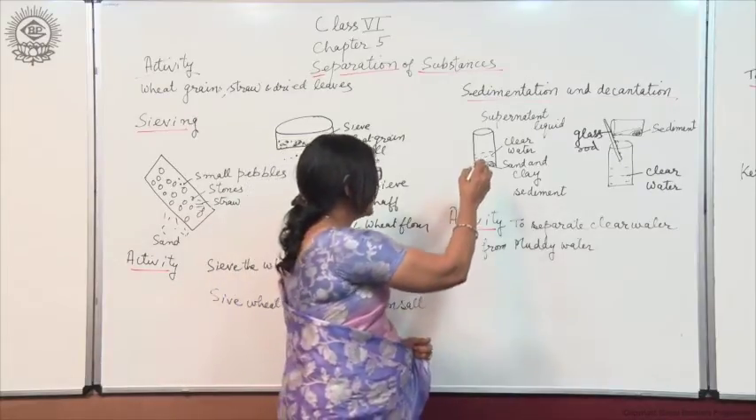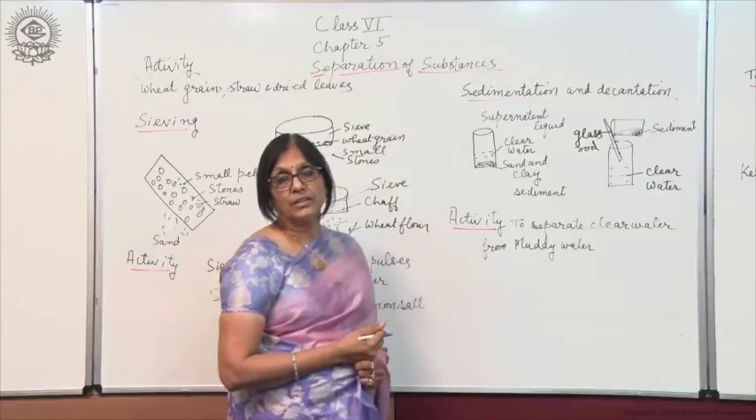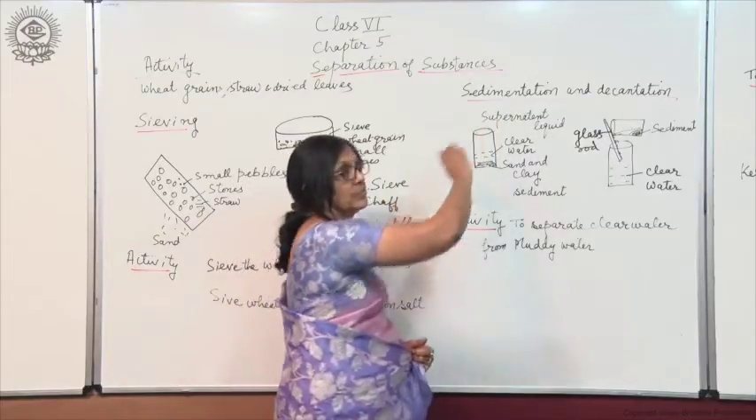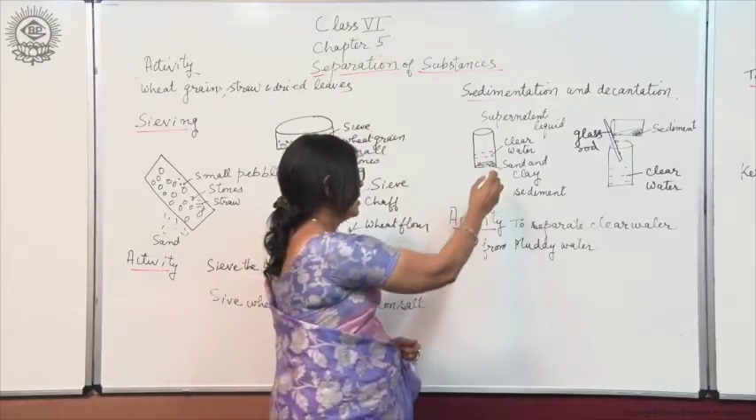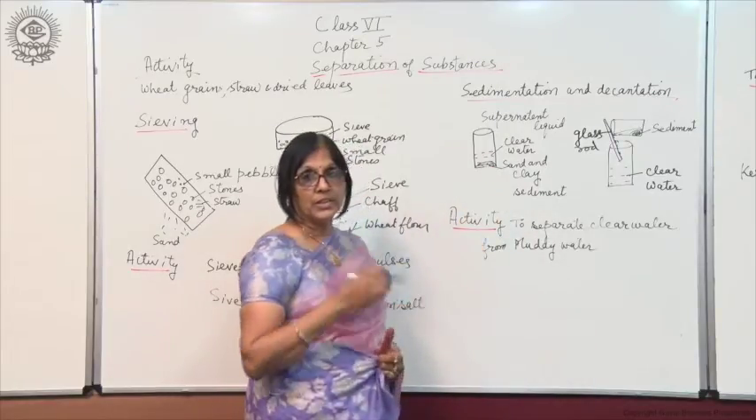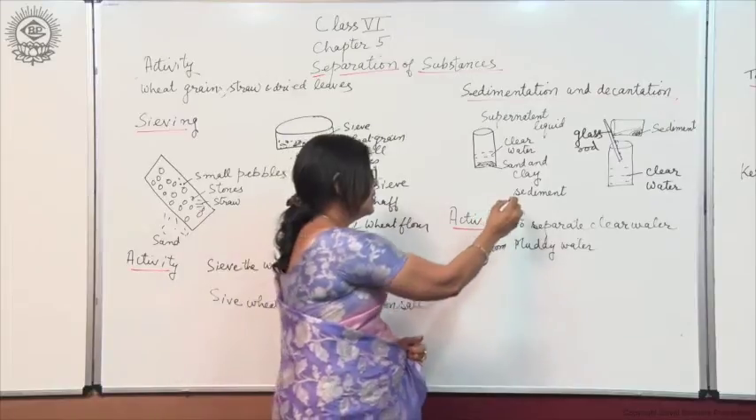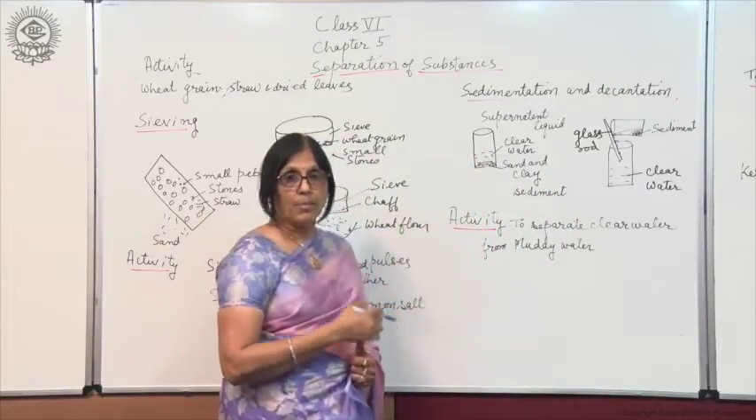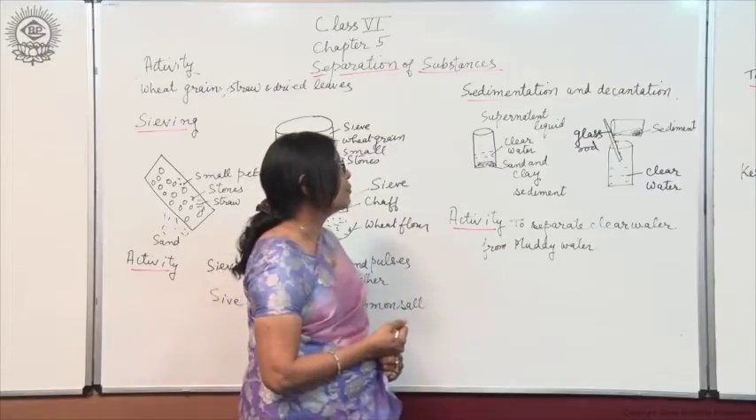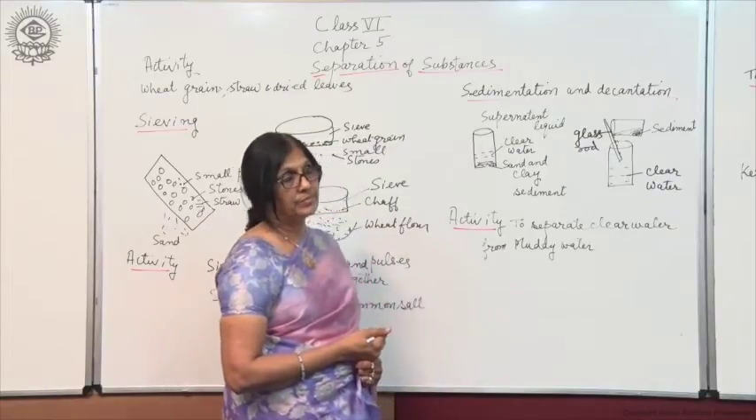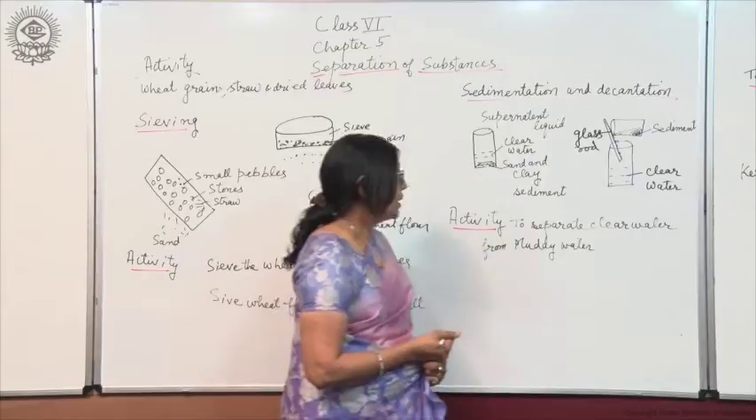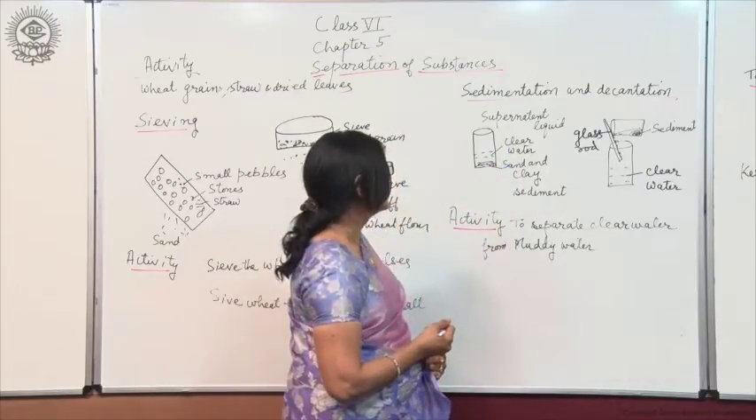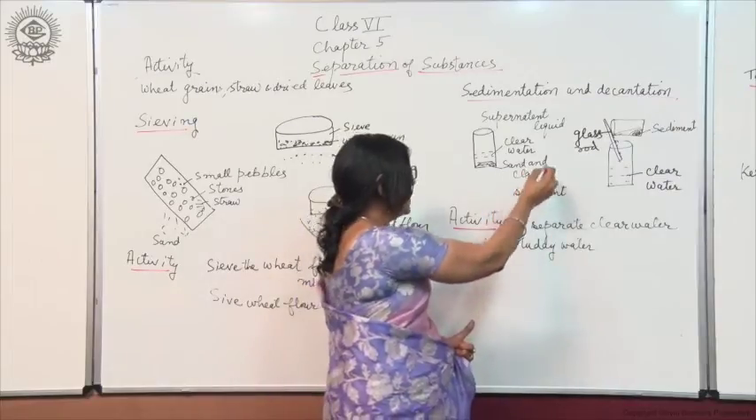Now, this settling down of heavier insoluble substance is called sedimentation. And this heavy insoluble substance which has settled down is called sediment. And the clear water which has remained above this sediment is called supernatant liquid. Now, you can separate this clear water from this sediment, which is of sand and clay.